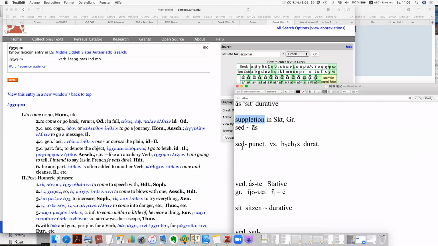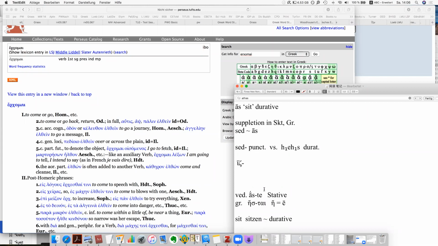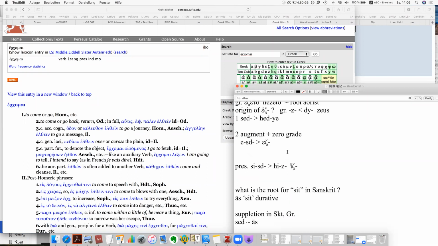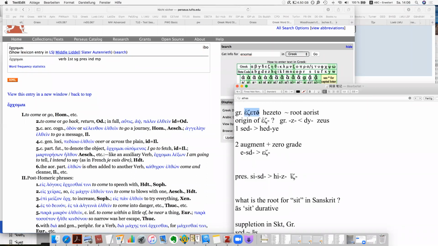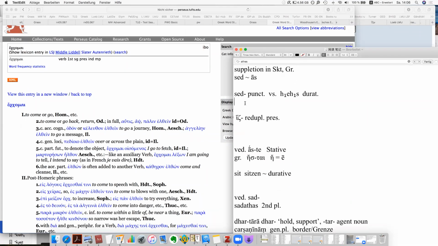This is the reason why. Okay, set is a punctual root, and hes is durative. And set we have in Greek called hits. This is the reason why present in Greek is a reduplicated present, and the aorist is called hetzeton. So this is root aorist.